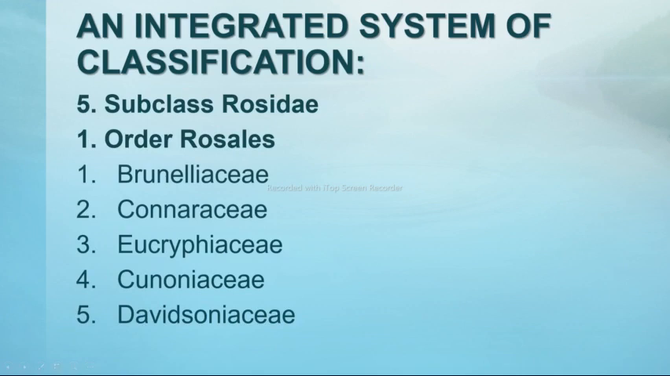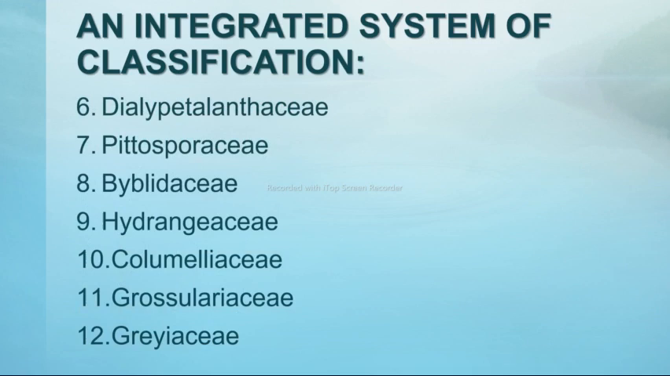So the fifth subclass is the Rosidae, which includes the order Rosales. Rosales includes the Brunelliaceae, Connaraceae, Eucryphiaceae, Cunoniaceae, and the Davidsoniaceae. And the next is the Dialypetalanthaceae, Pittosporaceae, Byblidaceae, and Hydrangeaceae, Columelliaceae, Grossulariaceae, and Greyiaceae.